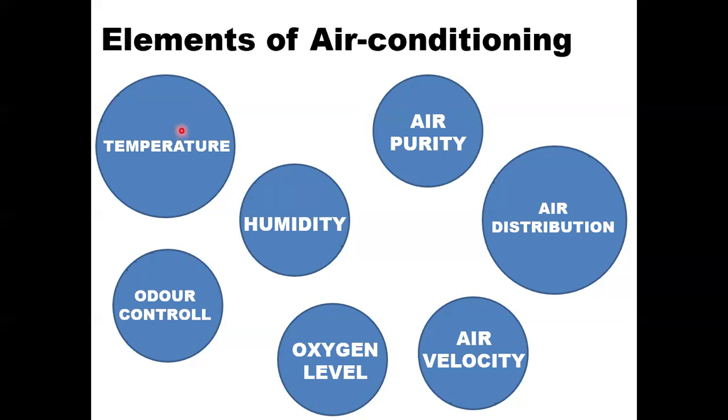So the first one is temperature. Yesterday I already mentioned the basic human comfort temperature. What is the basic human comfort temperature, guys? 22 to 26. Yeah, 22 to 26 degrees Celsius. So for human comfort, the basic temperature range should lie between 22 degrees Celsius and 26 degrees Celsius. That's it.